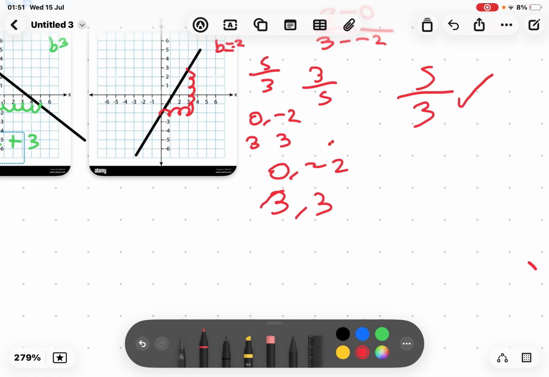Checking. That sounds like a formula mix-up with points 0, -2, and 3, 3. The formula should give 5/3. So if you're getting 3/5, it might be that the rise and run got swapped. What exactly did you write for the calculation?